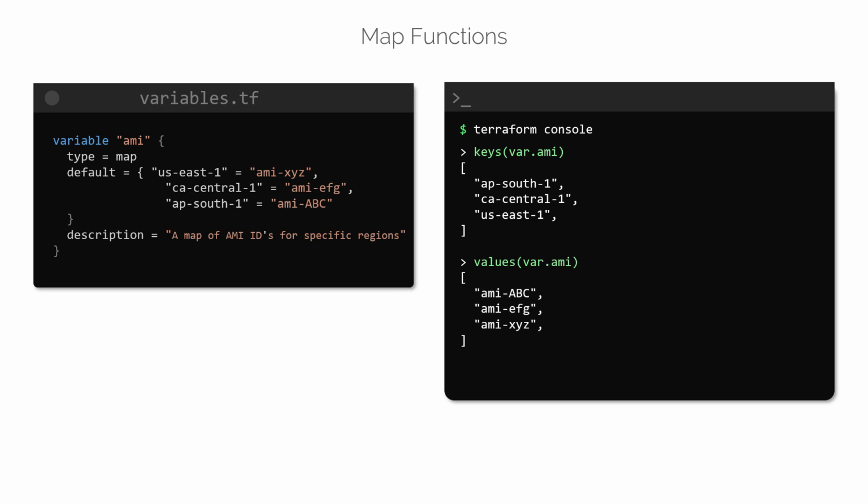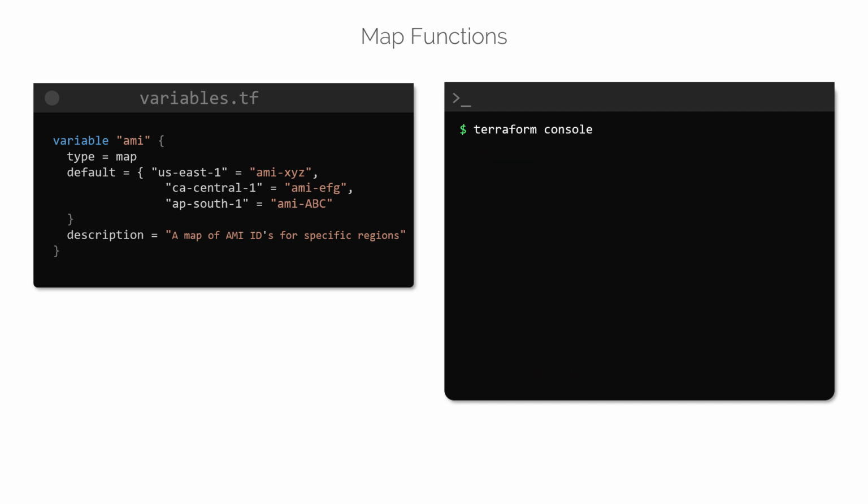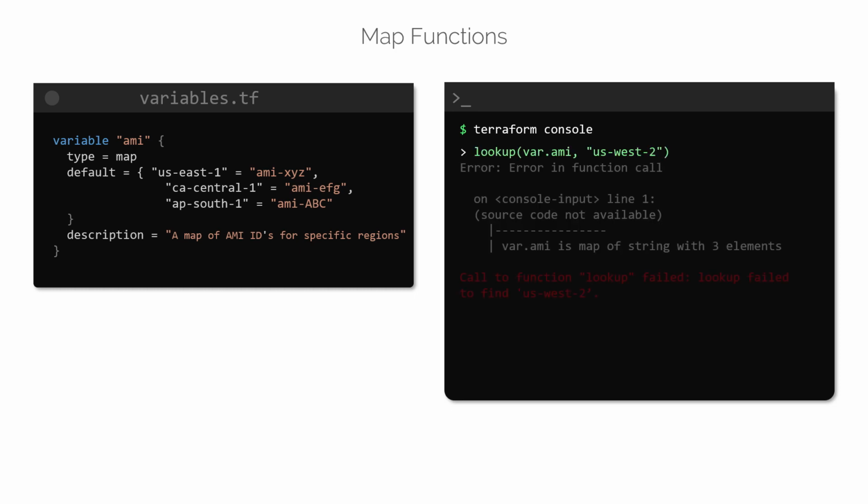Finally, to look up the value of a specific key in a map, we can make use of the lookup function like this. This function takes two arguments, the map and the key for which we want to look up the value. If the key provided to this function is not available in the map, this will result in an error.